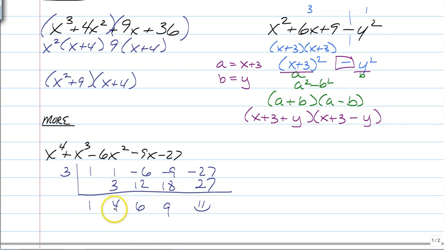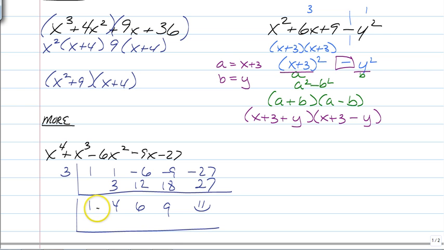So this is 1x cubed, 4x squared, 6x, and 9, and then you would have to try to group. But you can't group because you have a 1 and a 4 and then a 6 and a 9. If you factor out a 3 here, you're not going to be left with a 1 and a 4 on the inside, so this cannot be factored using grouping.